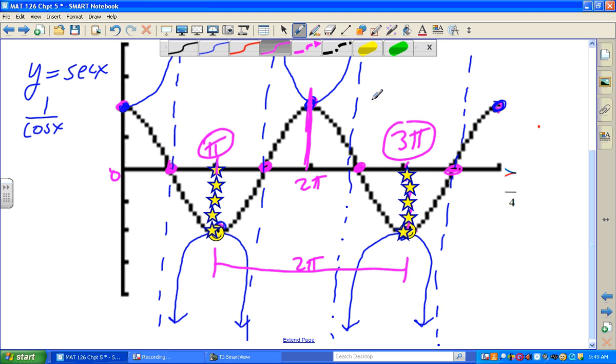Every maximum, every minimum is 2 pi apart on the cosine graph, unless you start tweaking numbers. We'll do that later. That sounds like fun.